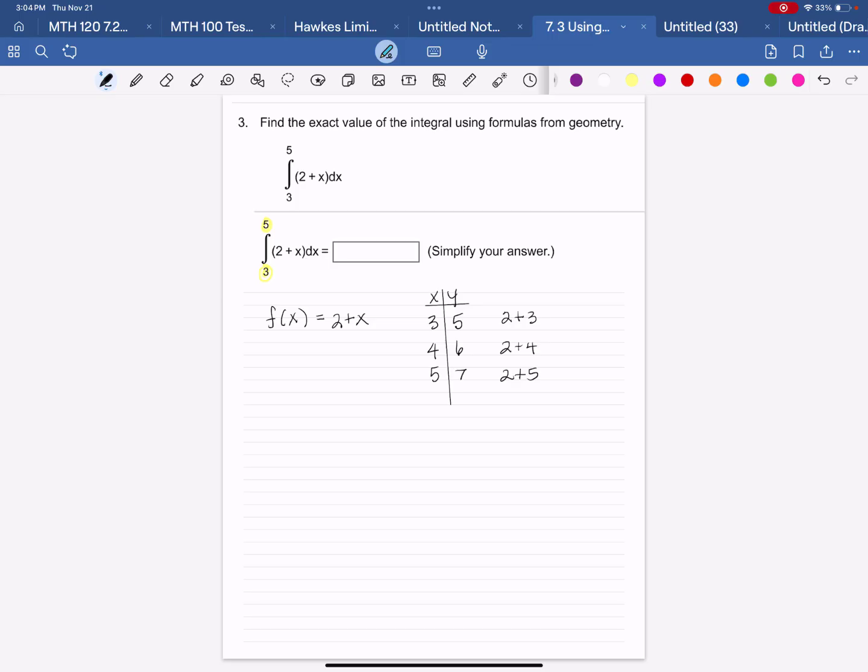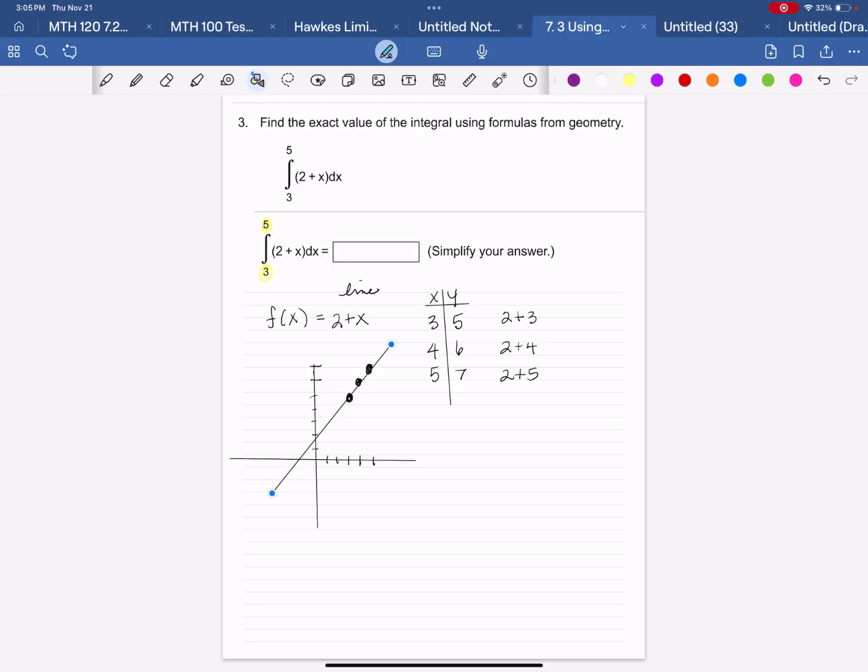So those are 3 points, and this is just a line. So let's draw our line. So I'll go over 3 and up 5, over 4 and up 6, and over 5 and up 7, and I'll draw the line through that. So that's approximately what it looks like.